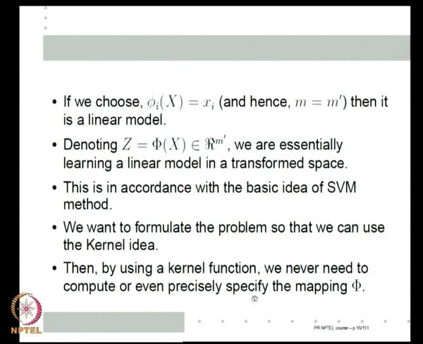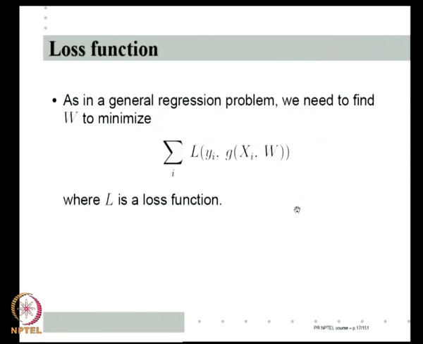Right. So, we want to formulate the problem in such a way that just like in the classification case, we will use the kernel trick. So, that we do not have to actually get into this m prime dimensional space, we do not have to suffer the computational complexity of calculating these phi's and solving a linear least squares problem in the m prime dimensional space. Okay. How do we do this?